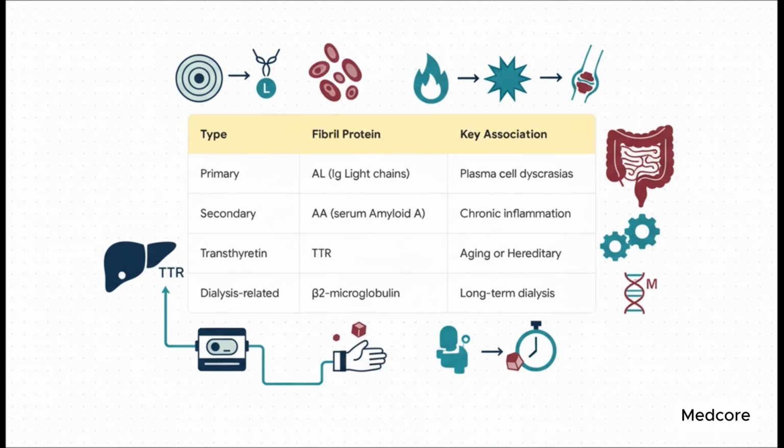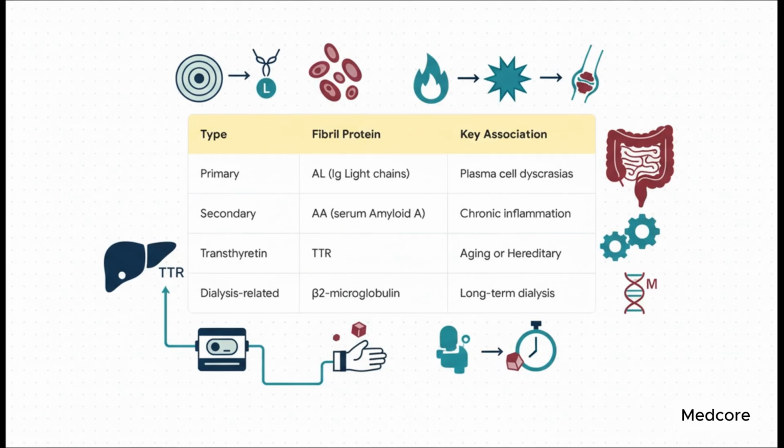Let's walk through it. First up is primary amyloidosis. We call this AL type. The A is for amyloid, and the L is your big clue. It stands for light chain. These are fragments of antibodies made by rogue plasma cells. So you see AL amyloidosis associated with plasma cell diseases, most famously multiple myeloma.